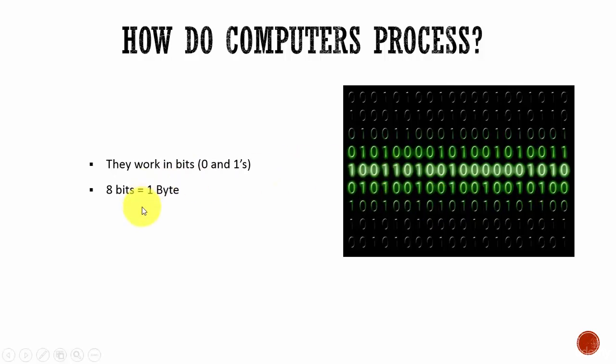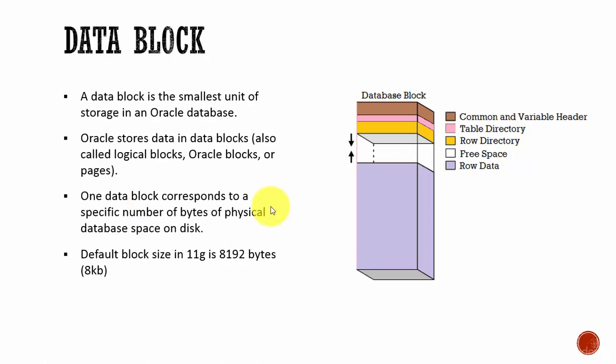And obviously 8 bits make 1 byte. Whenever we talk regarding computers, we know they process in the form of zeros and ones, right? In the same way, the Oracle database processes in the form of data blocks. Yes, just like how 0 and 1 is the smallest unit for a computer, for a database, the data block is the smallest unit of storage in an Oracle database.